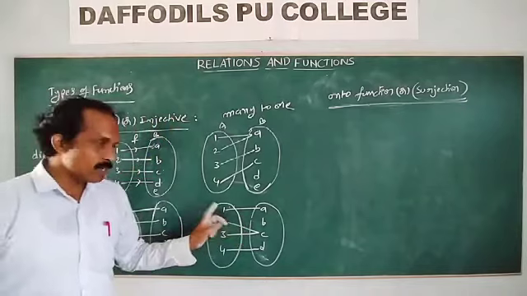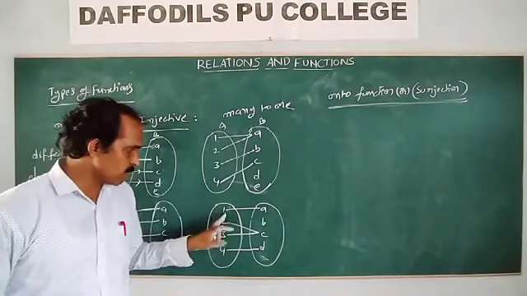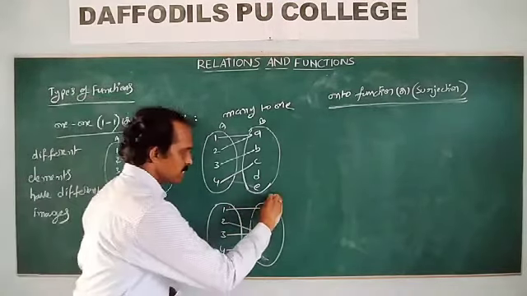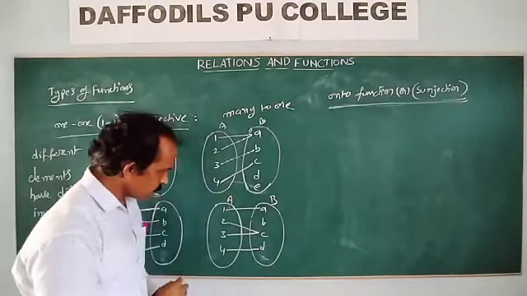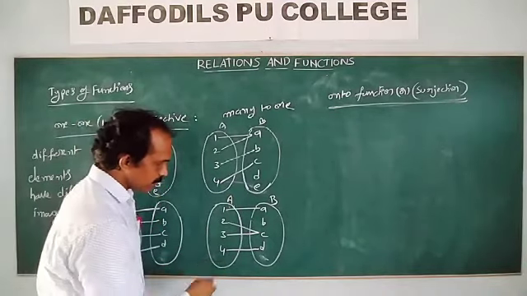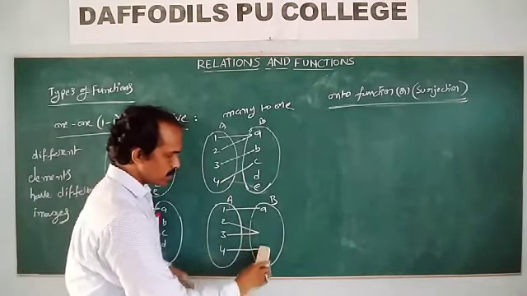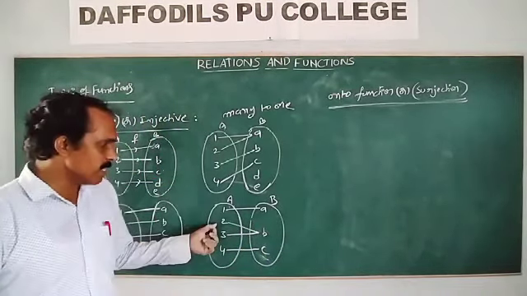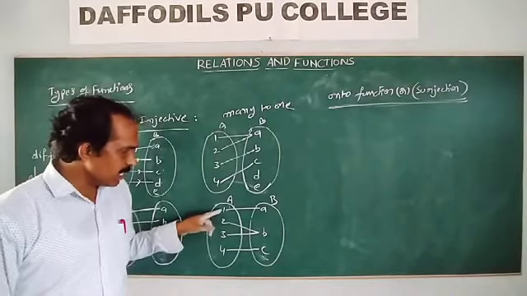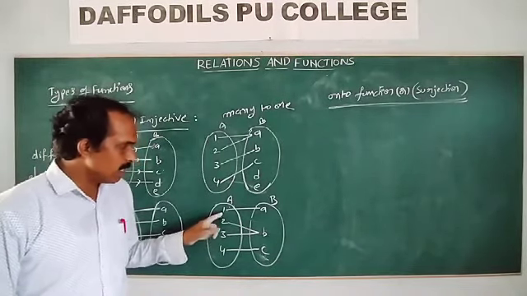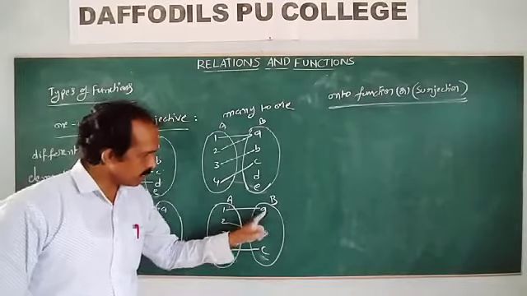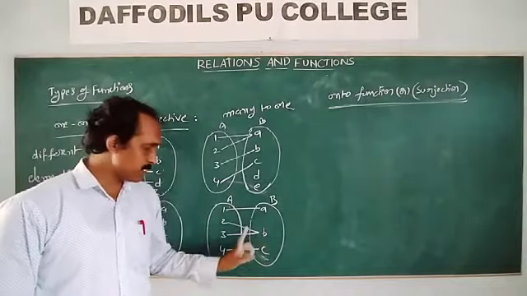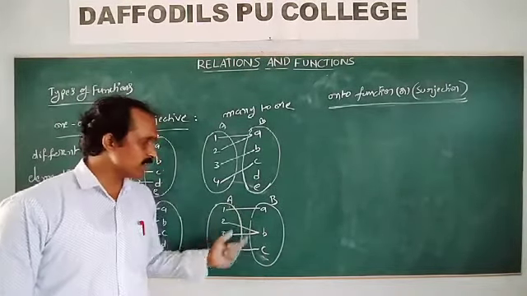Which type of function is this? First look at whether it is a function or not. 1, 2, 3, 4 are all associated with elements in set B. Remember, each element of A maps to a unique element. 1 to A, no problem. 2 to B, unique element. 3 to B, unique element. 4 to C, unique element. So first of all, it is a function.